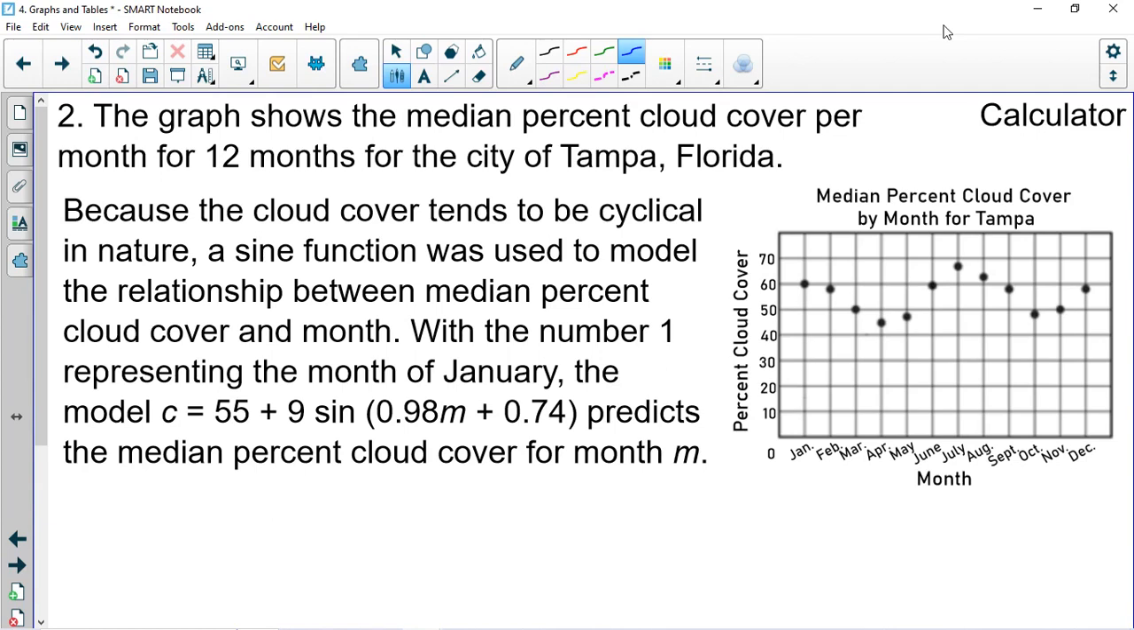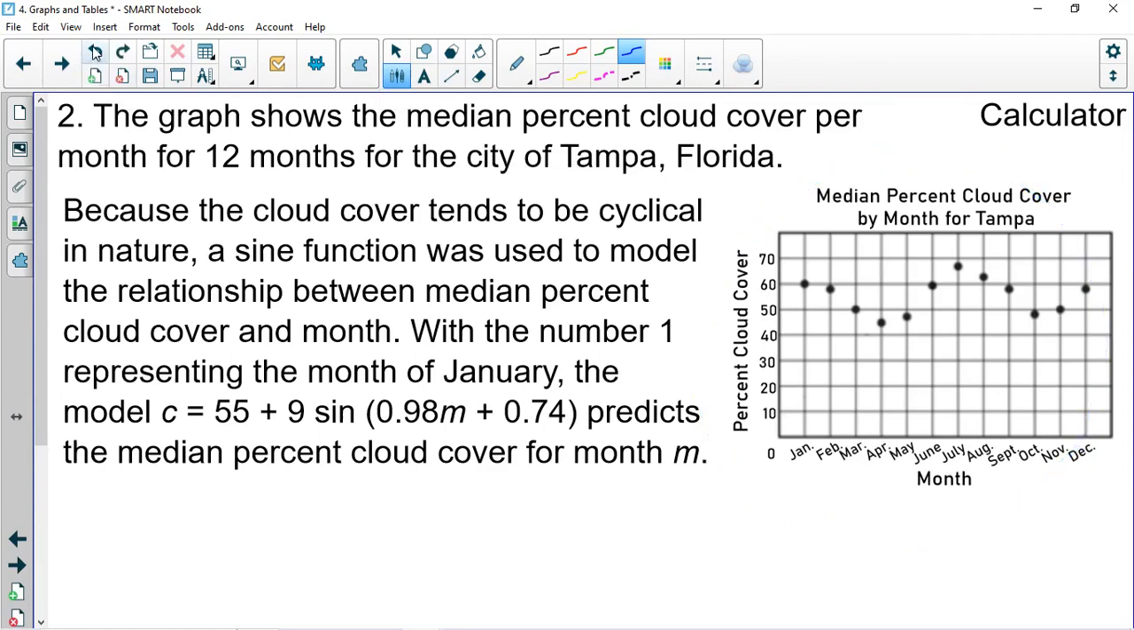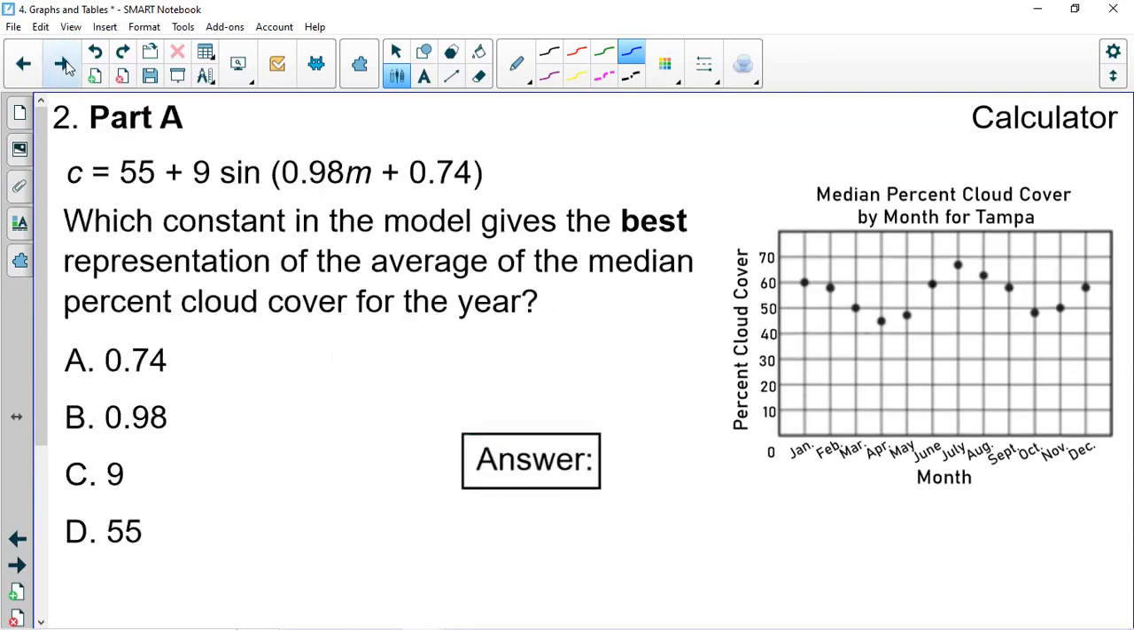And we haven't even gotten to the question yet, but there's already a lot of really important information here. The first one is the graph. We really want to take note of that and pay attention to that as we go through the rest of this problem. The second clue we want to pay attention to is this model, this equation they're giving us to essentially predict, to model the median percent cloud cover. And we need to notice that the number 1 is for the month of January. Now that we've noticed the important clues, let's take a look at the question for number 2.